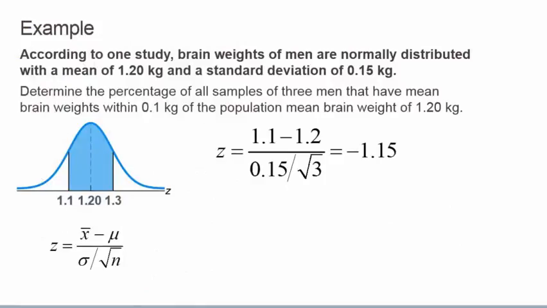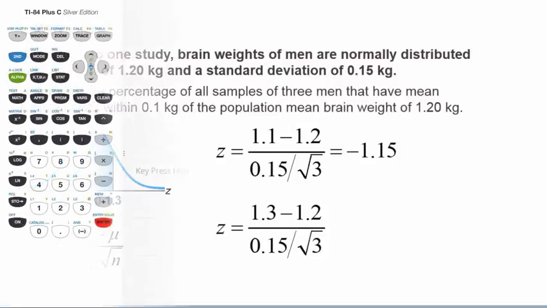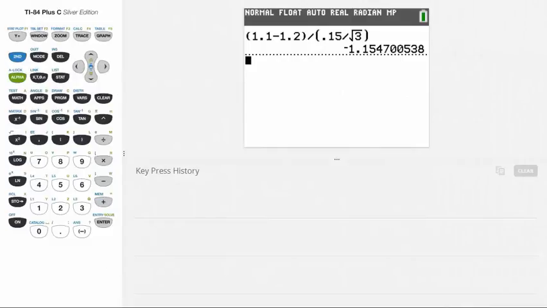So I have a z-score of negative 1.15. Next, I want to use the data point of 1.3. Z equals 1.3 minus 1.2 divided by 0.15 divided by the square root of 3. Calculating, I'm going to press second and enter, which retypes the previous entry.